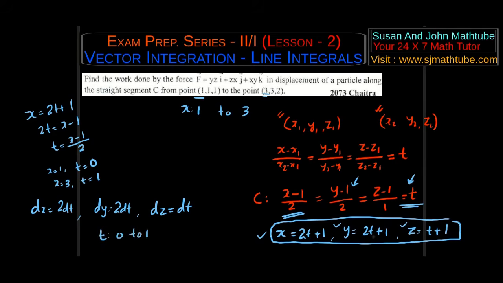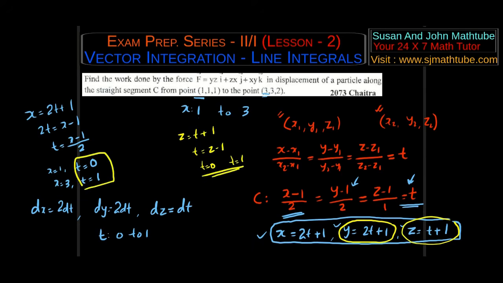You can try the same thing with y or z. So look at this, z is equal to t plus 1, so t equals z minus 1. And this z varies from 1 to 2. So when z equals 1, t will be equal to 1 minus 1, 0. And when z equals 2, t will be 2 minus 1, that is 1. So look, we got the same answer.